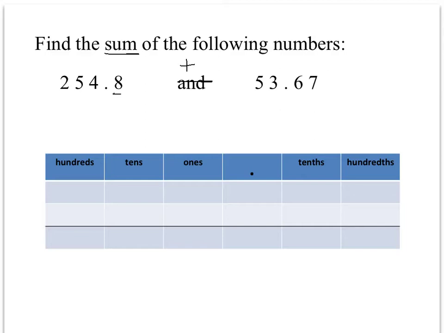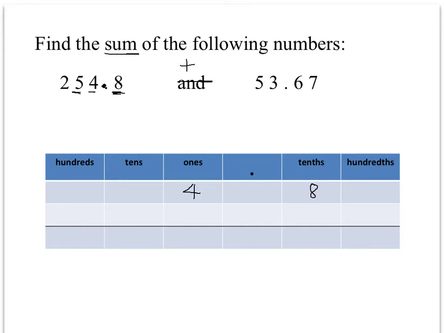This number, 254.8: the 8 is in the tenths place, and I know that because the decimal is right there, and the 8 is one unit over to the right from the decimal, so that's in the tenths place. So I'm going to put that 8 in the tenths column. The 4 is one space to the left of the decimal, so that's in the ones place. So I'm going to put that in the ones column. That 4 goes in the ones column.